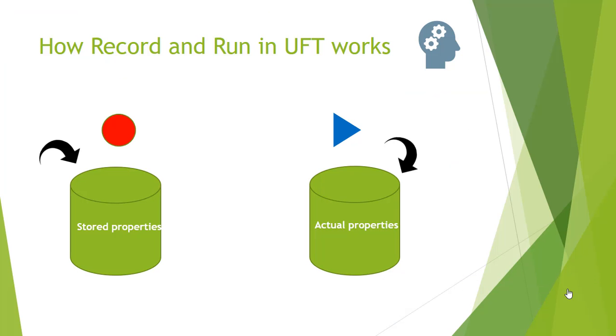So to make it clearer, during the record, QTP saves all the properties in the object repository, and during runtime, it compares those properties with the actual properties, and it is independent of their location on the screen. And finally, the stored properties in the object repository are called the test objects, and the actual properties are called the runtime properties.